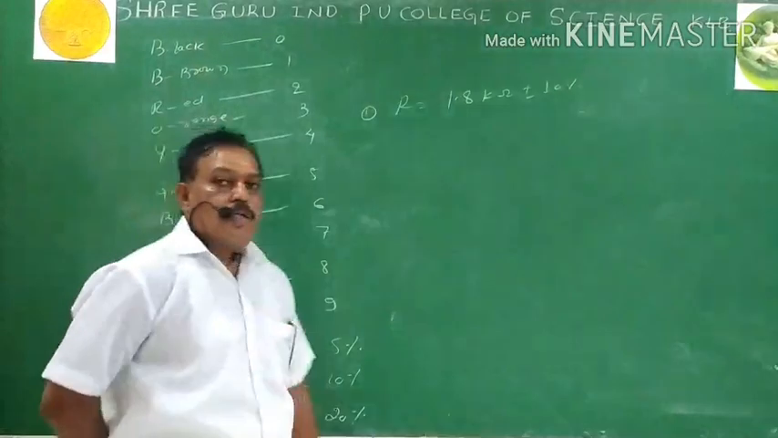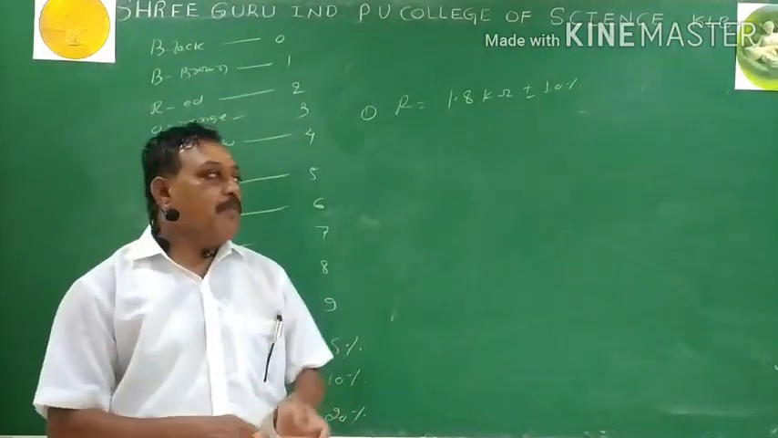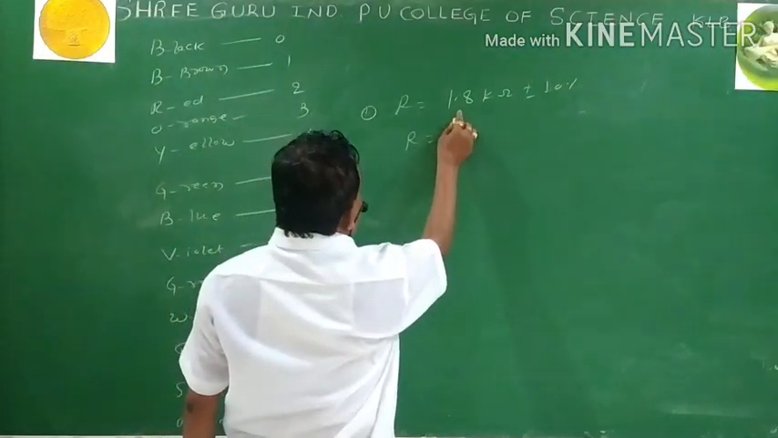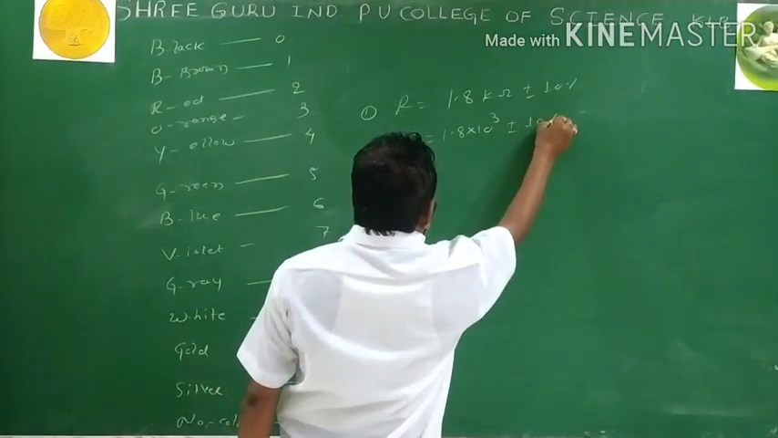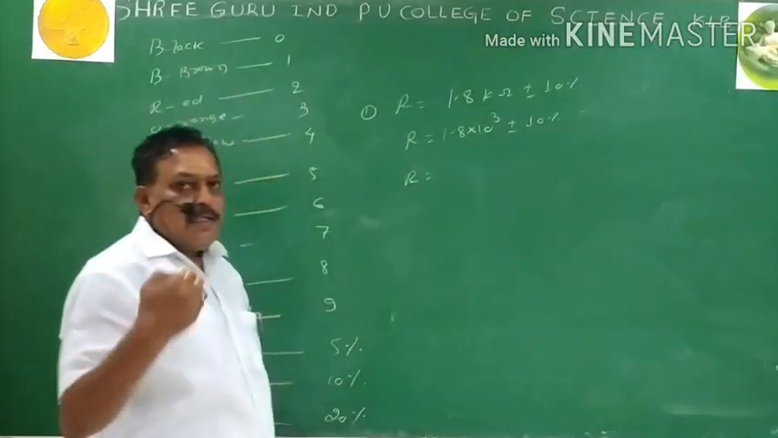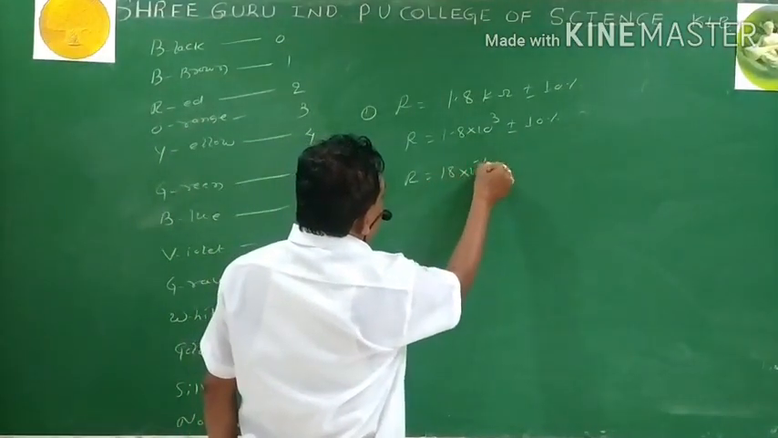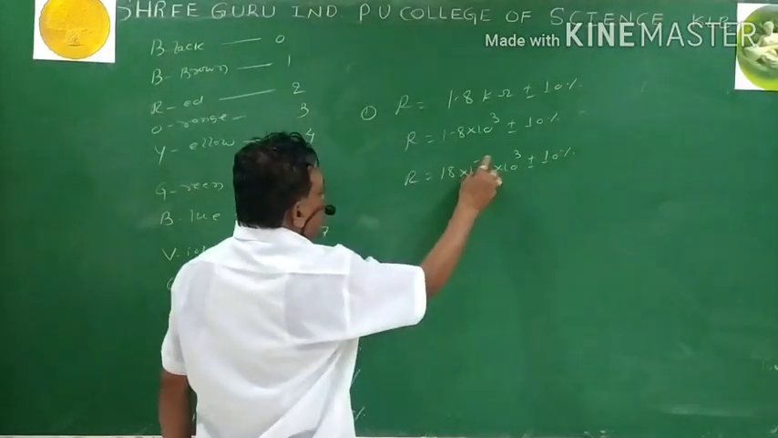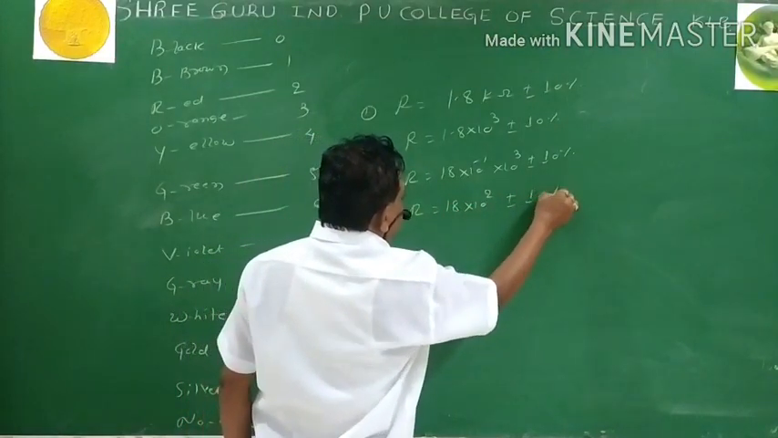But in our equation R equals AB into 10 to the power of C plus or minus D, AB is read together, not in fraction form, but he has given it in fraction form. It should be converted into non-fraction form: 1.8 into 10 to the power of, kilo means 3, plus or minus 10%. Then again 1.8 is nothing but 18 into 10 to the power of minus 1. Is it correct? Plus 3, plus or minus 10%. Then minus 1 plus 3, 18 into 10 to the power of 2 plus or minus 10%.